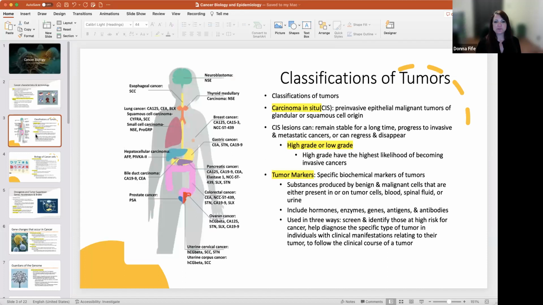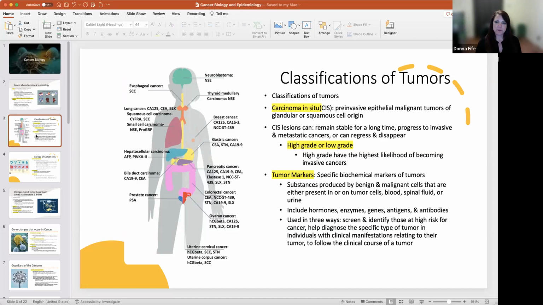Classifications of tumors. We can have carcinoma in situ, which is a pre-invasive epithelial malignant tumor of the glandular or squamous cell origin. Carcinoma in situ lesions can remain stable for a long time and progress to invasive and metastatic cancers, or they can regress and disappear. These can be considered high grade or low grade, and the high grade have the highest likelihood of becoming invasive cancers.